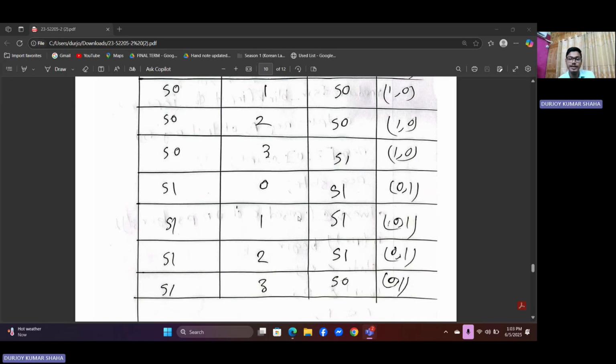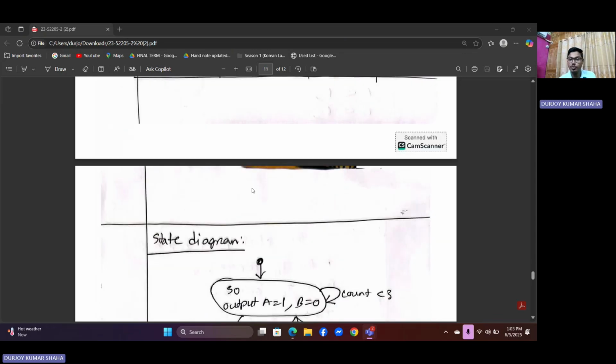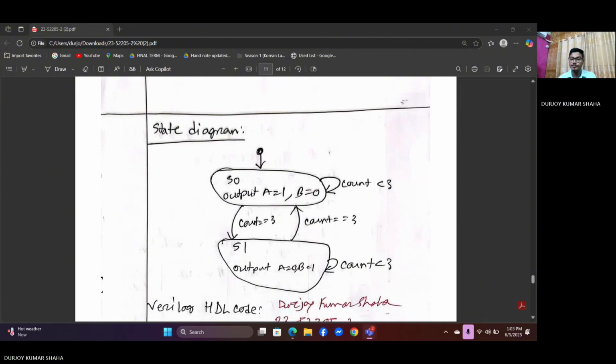Next, we design a two-state system, S0 and S1, to control the blinking logic of two outputs A and B. The transitions are governed by a counter. In state S0, the output is A equal to 1 and B equal to 0. The system stays as long as the counter is less than 3. Once the counter reaches 3, it transitions to S1. In state S1, the output switches: A becomes 0 and B becomes 1. The system stays in S1 while the counter is below 3 and moves back to S0 when the counter hits 3 again.